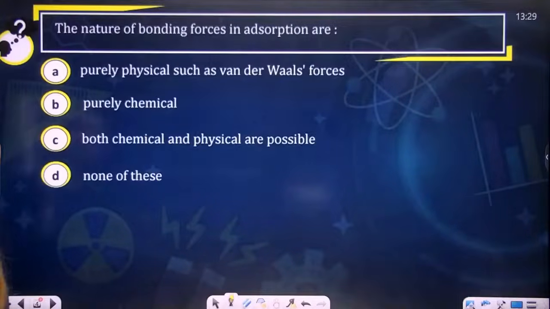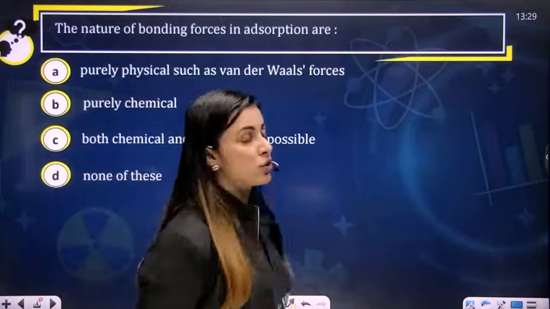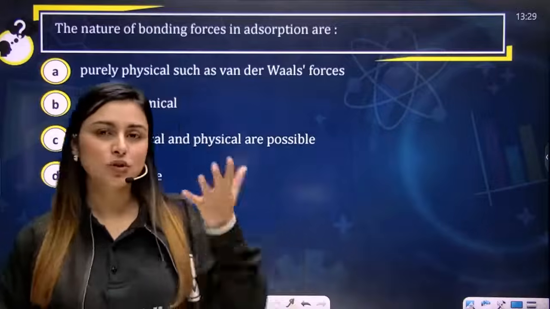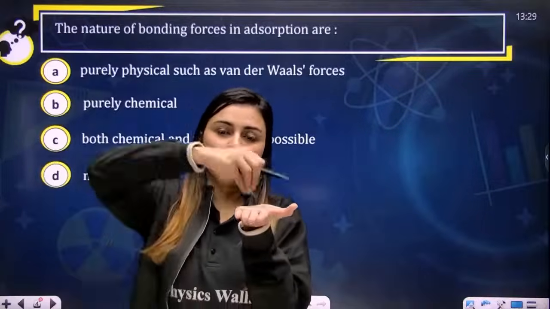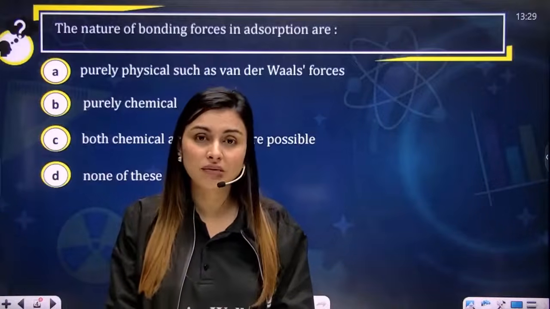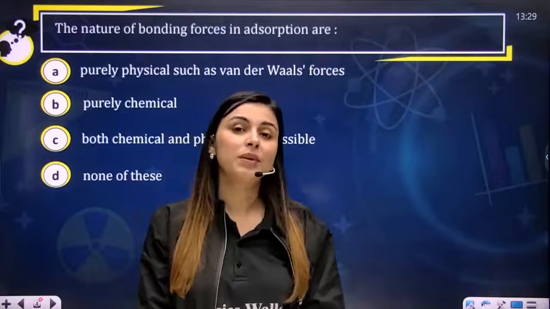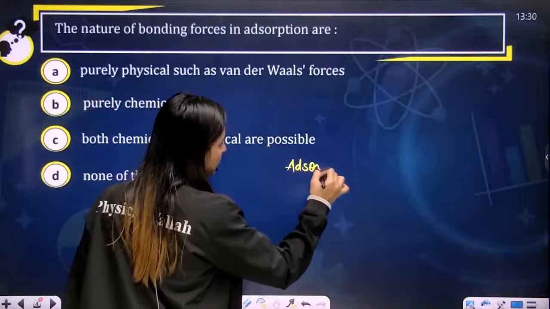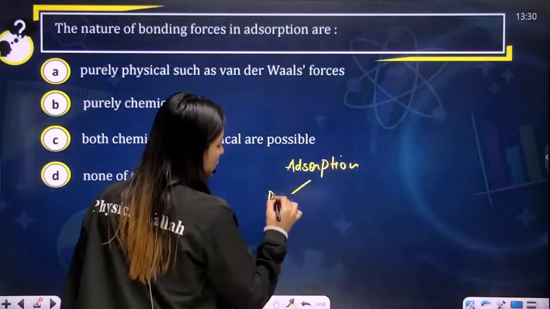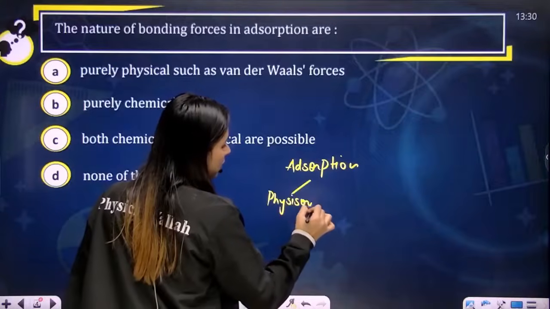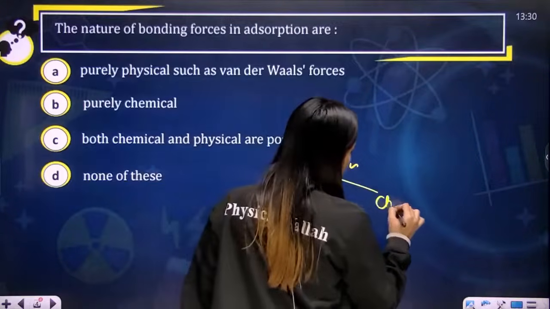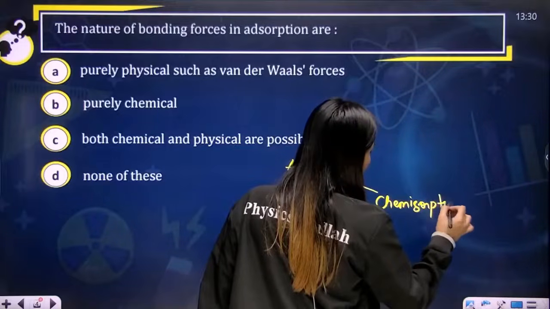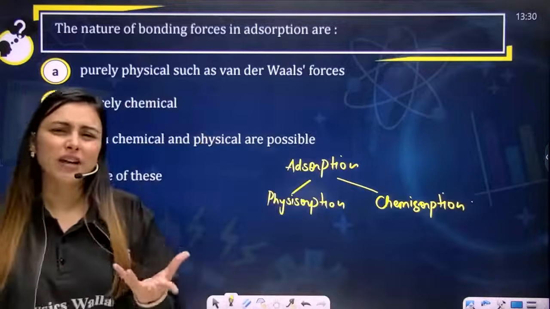The next question says that the nature of bonding forces in adsorption are. Now you have to tell what is the nature of bonding forces in adsorption. Obviously adsorption is happening, you have an adsorbent and the adsorbate comes and gets adsorbed on the surface. So a few interactions are formed. Now we basically classify adsorption into two major parts. One is physisorption and the other is chemisorption, right? In chemisorption, chemical bonds are formed. And if you talk about physisorption, then my dear students, weak van der Waals interactions are formed.